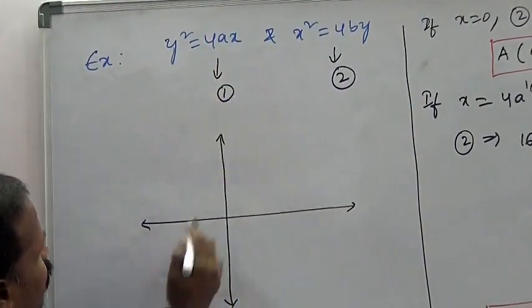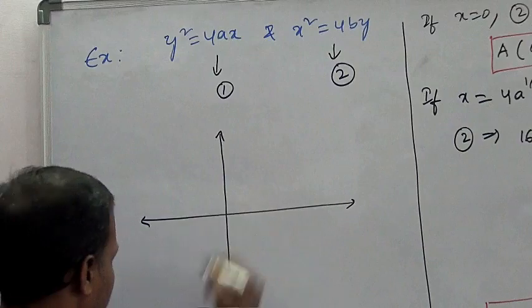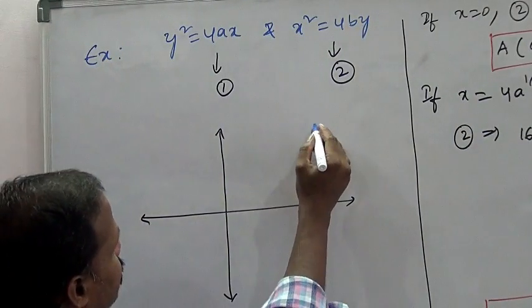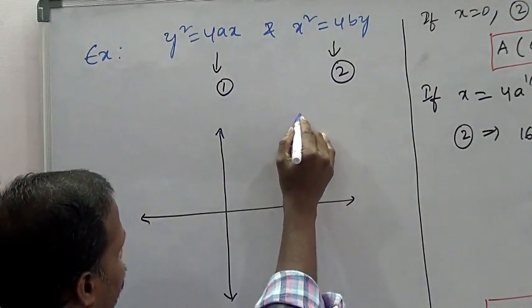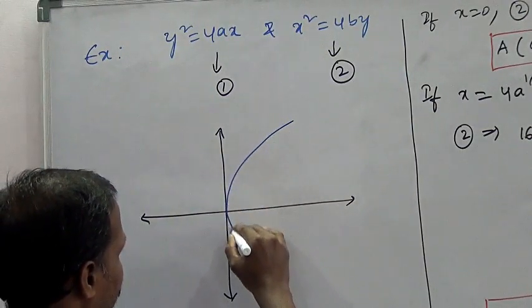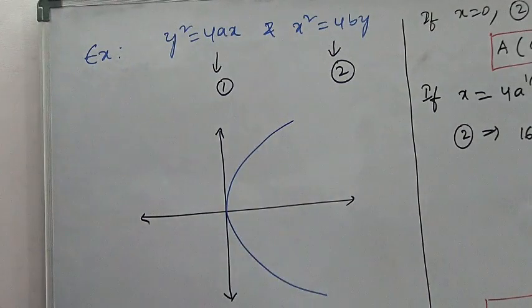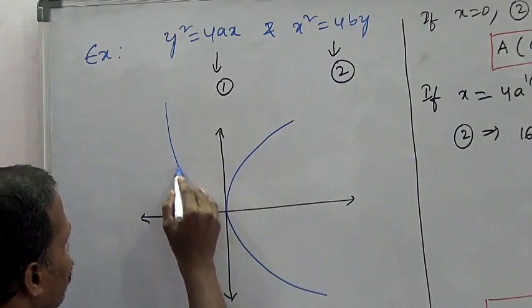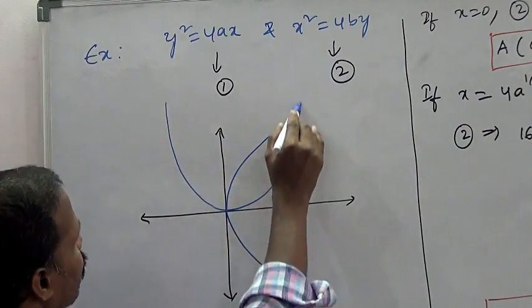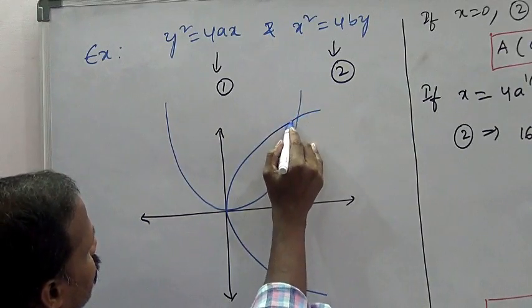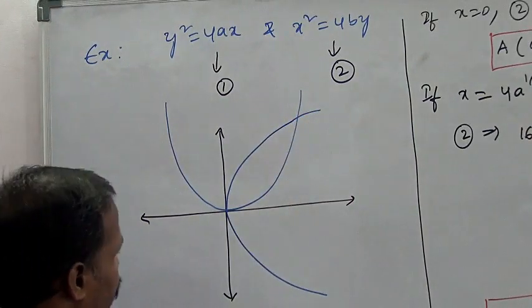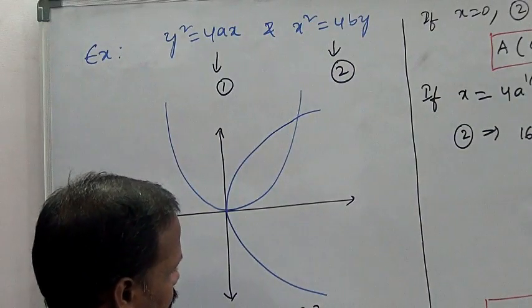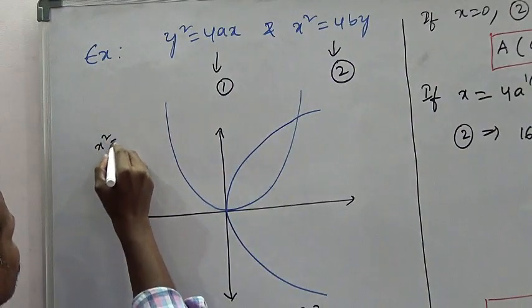So this is y square equal to 4x. The graph of y square equal to 4x opens to the right side, like this. And x square equal to 4y opens upwards. Okay? So this is y square equal to 4ax, and this is x square equal to 4by.